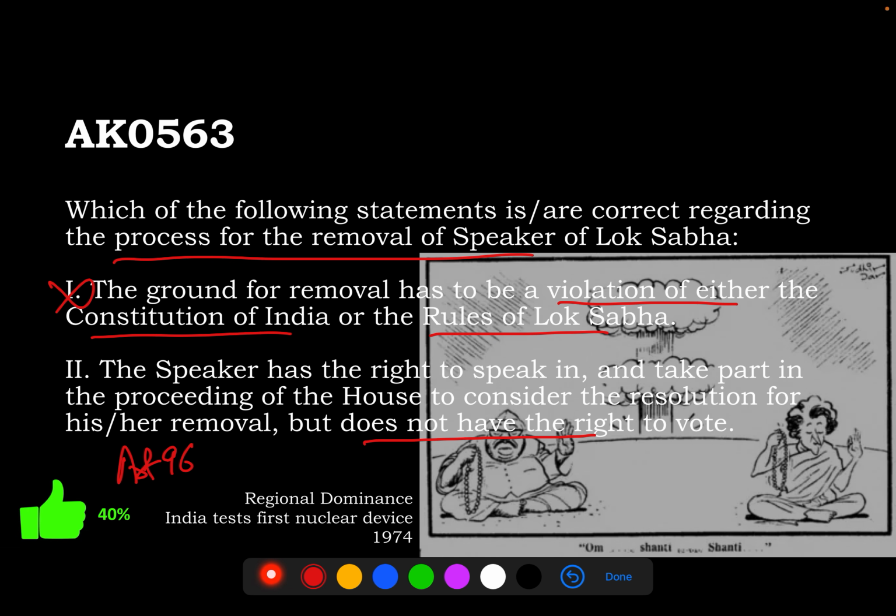And this voting will be in the first instance itself, right? Unlike the regular business of the house where the speaker votes in the second instance only, that is when there is a situation of tie. So both these statements are wrong.